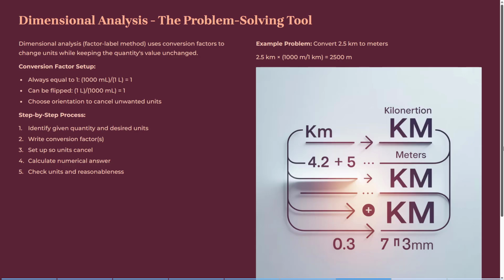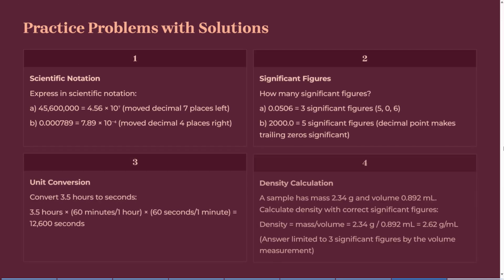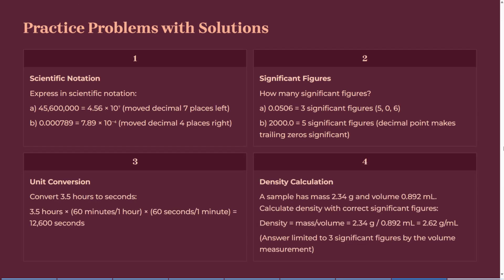Let's solve a problem. Express 45,600,000 in scientific notation. Move the decimal 7 places left to get 4.56 times 10 to the power 7. How many significant figures in 0.0506? Remember, leading zeros don't count, so it's 3 significant figures, the 5, 0, and 6.